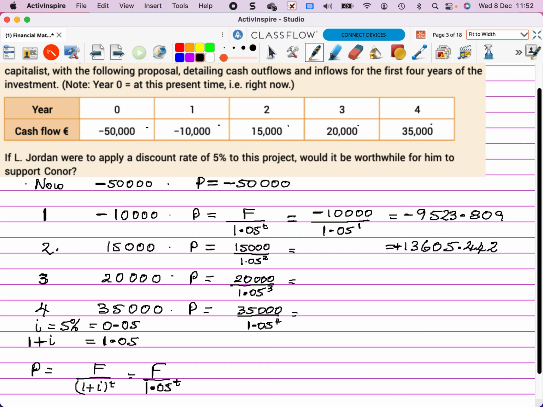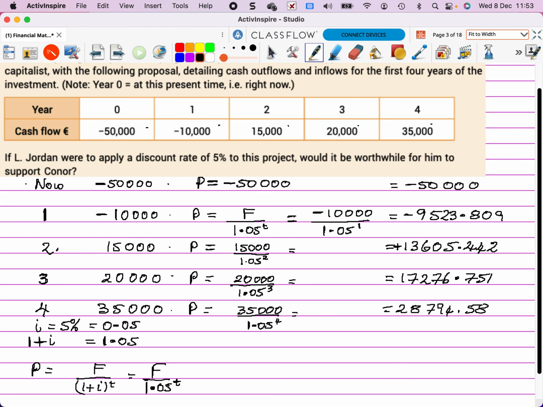The next one is 20,000, so put 20,000 into the calculator over 1.05 to the power of 3, and that comes to 17,276.751. Keeping it simple. And then the last one is 35,000 over 1.05 to the power of 4, and that comes to 28,794.58.